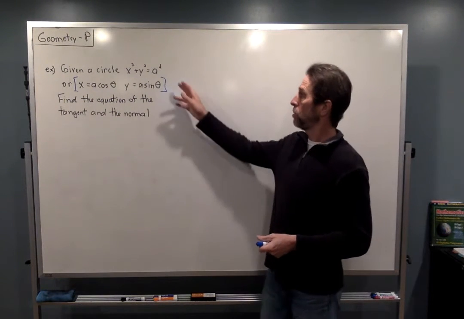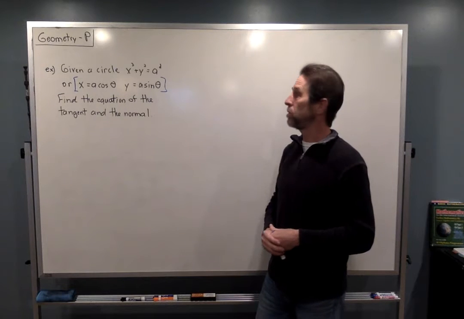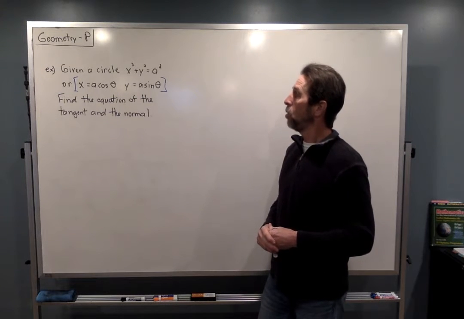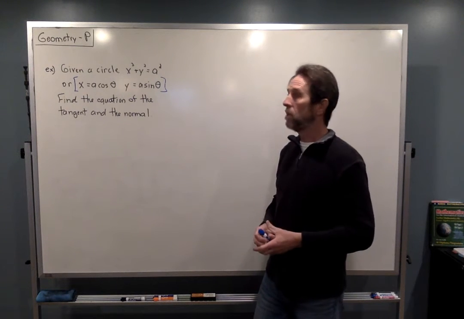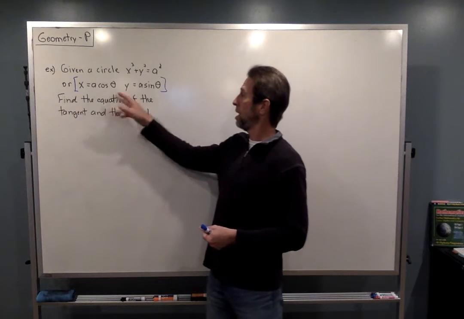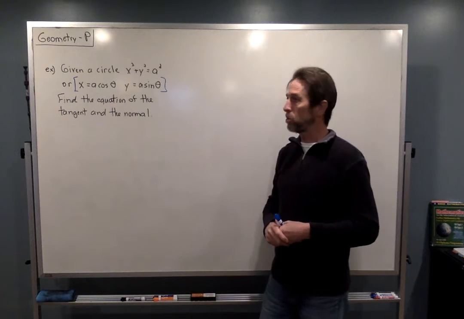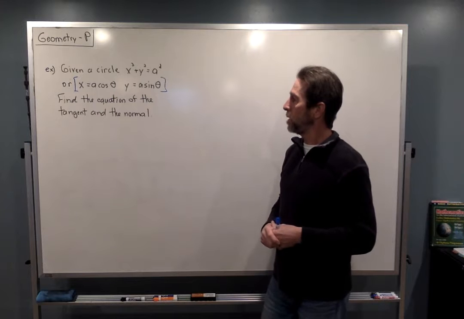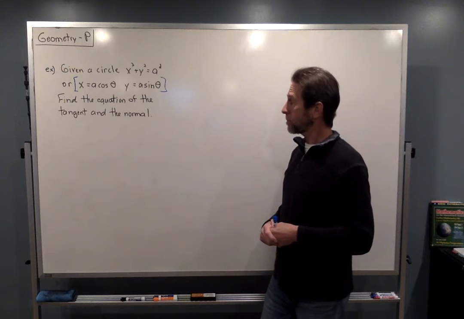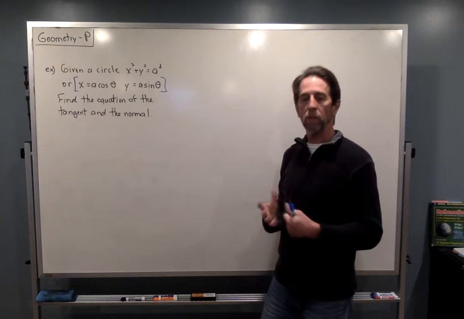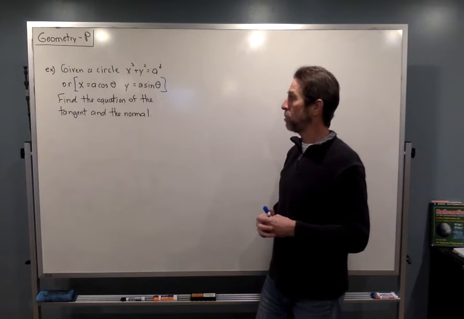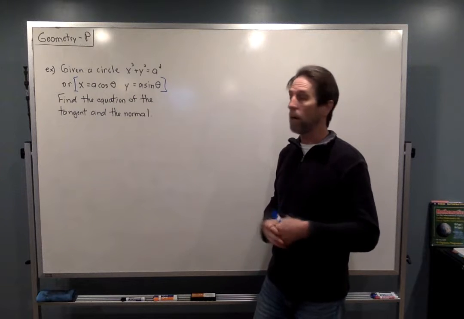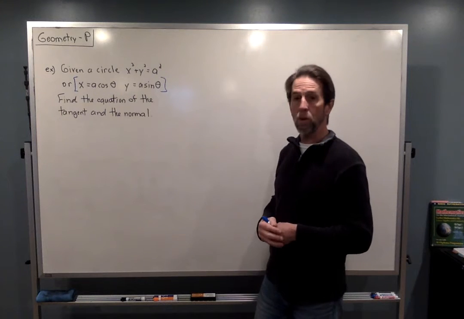We are given a circle. We can write it in rectangular form as x squared plus y squared equals a squared, or we could write it in parametric form. X equals a cosine theta and y equals a sine theta. We know that with choices of a and theta, we would basically form a circle. We want to find the equation of the tangent and the normal. Now, everything is still going to be relative to the xy axis, but we can have the format in terms of either a or theta or a combination of those. So let's get started with this.